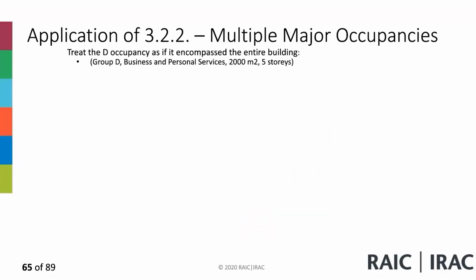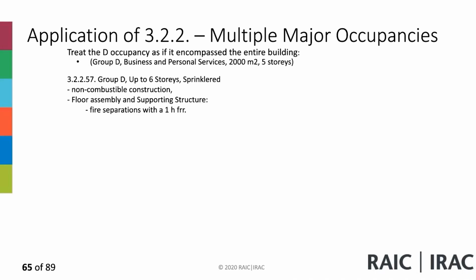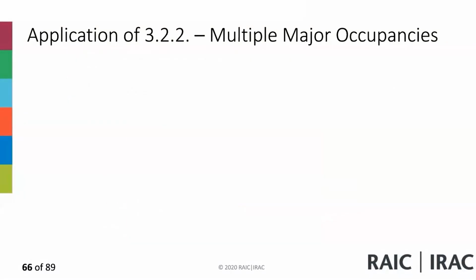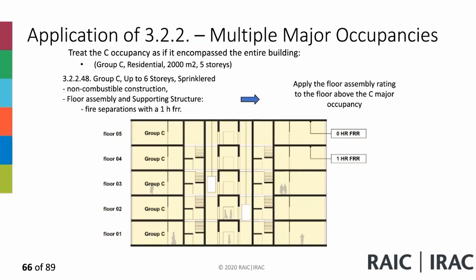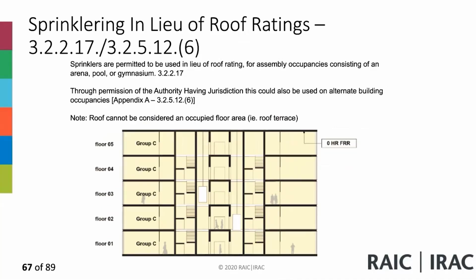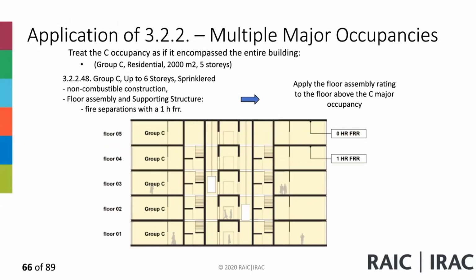And then treat the group D as if it encompasses the entire building. So it's 2,000 meters squared, 5 stories. That 32257 is a 1 hour fire rating. Apply that floor rating to above the group D. And similarly for group C, I find the occupancy, which is in this case 32248. Apply the floor rating. There's no floor rating above. This is all group C. Okay. So this is what I have.